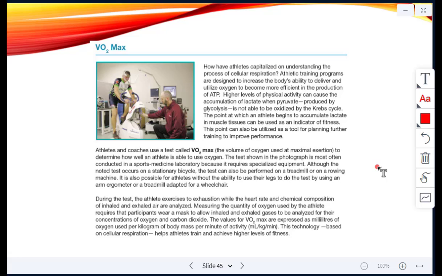Usually it's done in a sports medicine laboratory because it requires special equipment. For example, in this picture, they're doing it on a stationary bike, but it can be done on a treadmill. It can also be done on a rowing machine. During the test, the athlete will exercise to exhaustion while the heart rate and chemical composition of the inhaled and exhaled air are analyzed, measuring the quantity of oxygen used by the athlete.